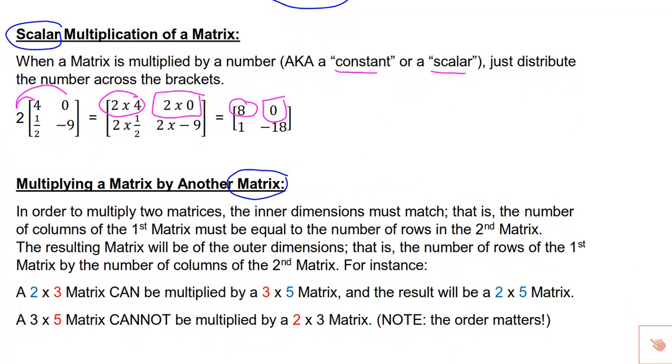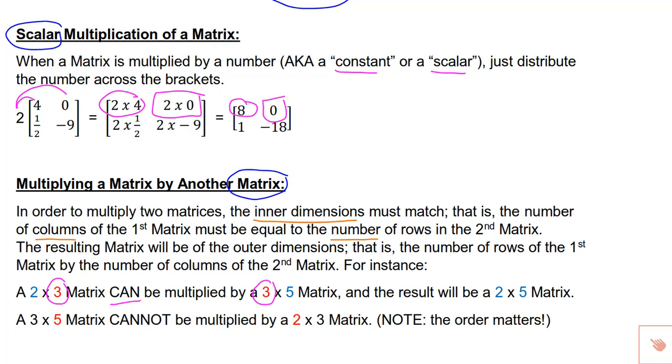When we are multiplying a matrix by another matrix, the process is a little bit more complicated. First, we have to decide if those 2 matrices can be multiplied together in the first place. In order to multiply one matrix by another, the inner dimensions must match. What I mean is that the number of columns in the first matrix must equal the number of rows in the second matrix. So if we take a look at this example here, if I have a 2 by 3 matrix and a 3 by 5 matrix, I can multiply the 2 by 3 by the 3 by 5 because the number of columns in the first matrix does equal the number of rows of the second matrix.